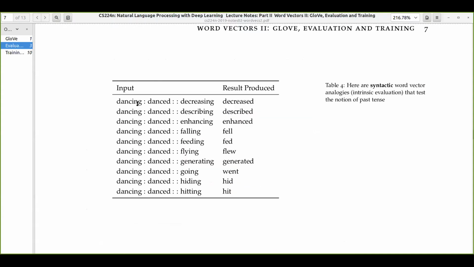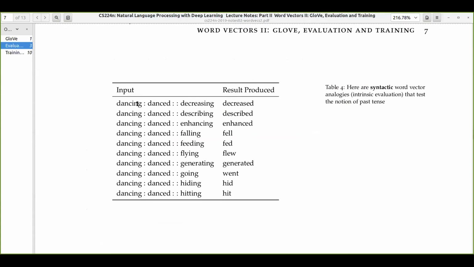So this is another example where the information is not just semantic, it also contains information about tenses. Like when the model is given dancing and danced, it can give out the word decreased for the word decreasing, which means it also knows some sort of grammar tenses information, the syntactic information besides semantic.